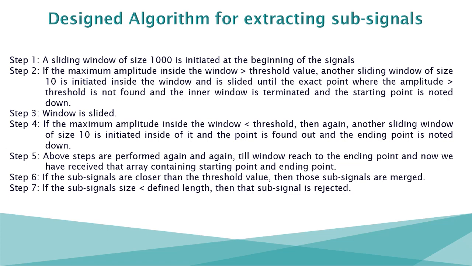Now, the window is slid further until a condition occurs where the maximum amplitude inside the window is less than the threshold value. Then again, another sliding window of size 10 is initiated inside it, the point is found, and the ending point is noted down. These steps are performed again and again until the windows reach the ending point of the signal. Now we have the array containing the starting point and the ending point of the subsignals. Now, if the subsignals are closer than the threshold defined value, then those subsignals are merged, and if the subsignal size is less than the defined length, then those subsignals are rejected.